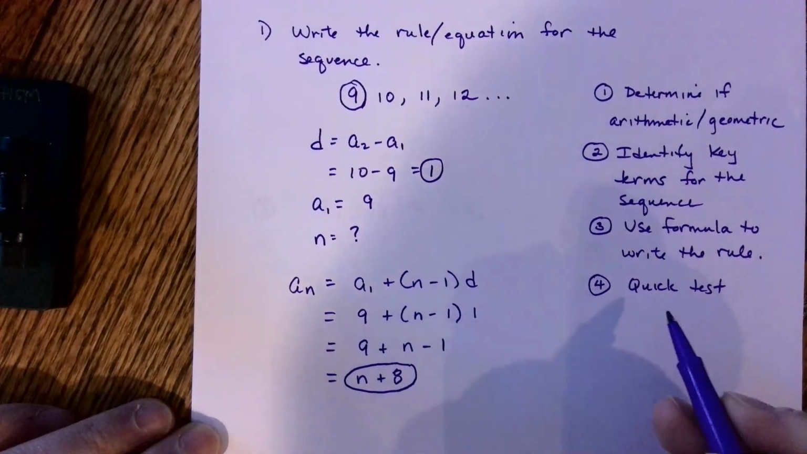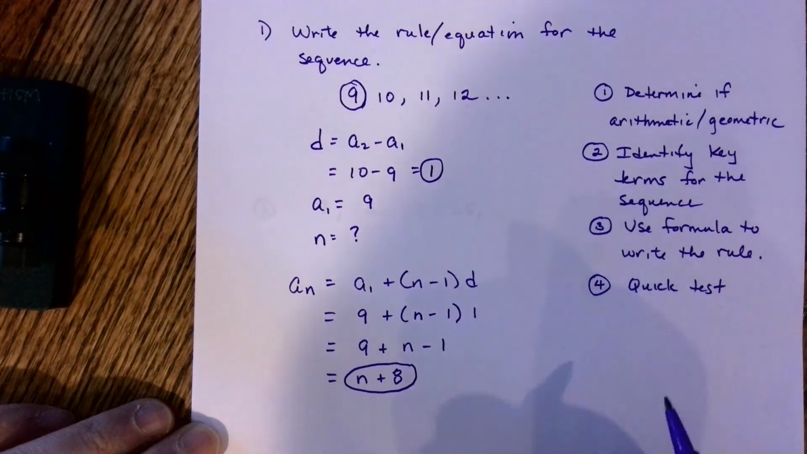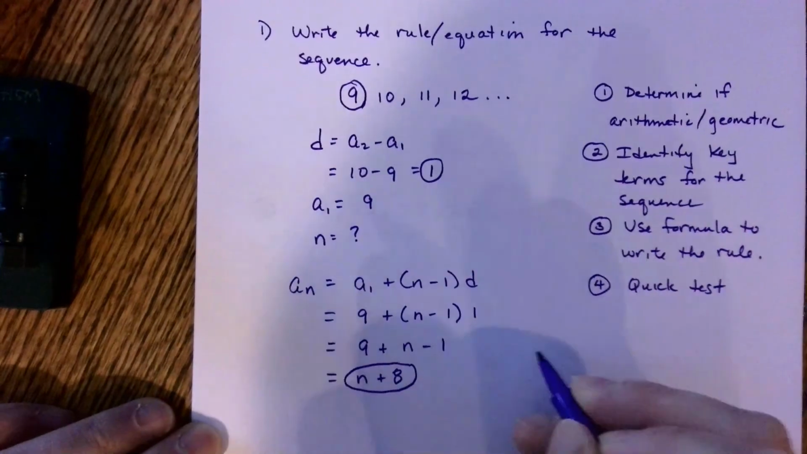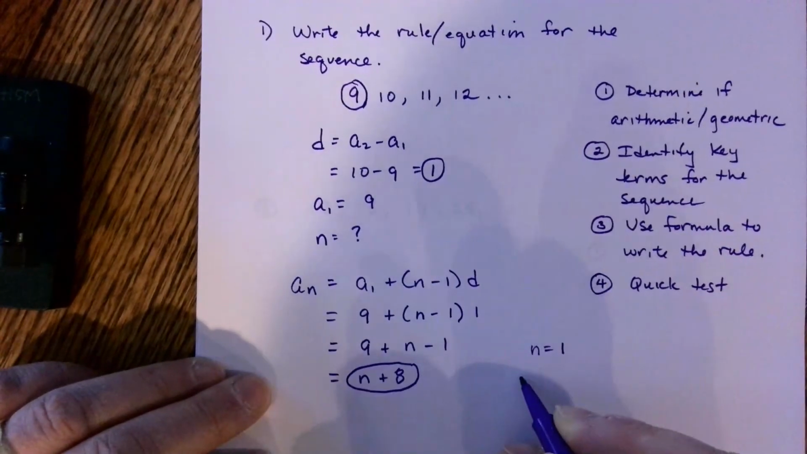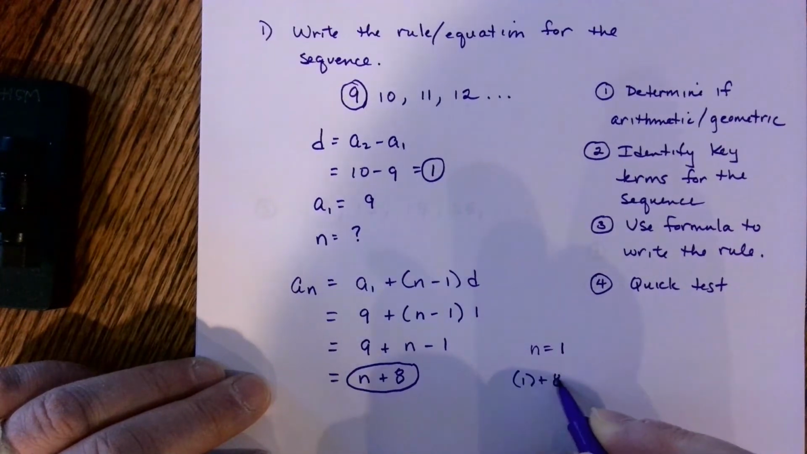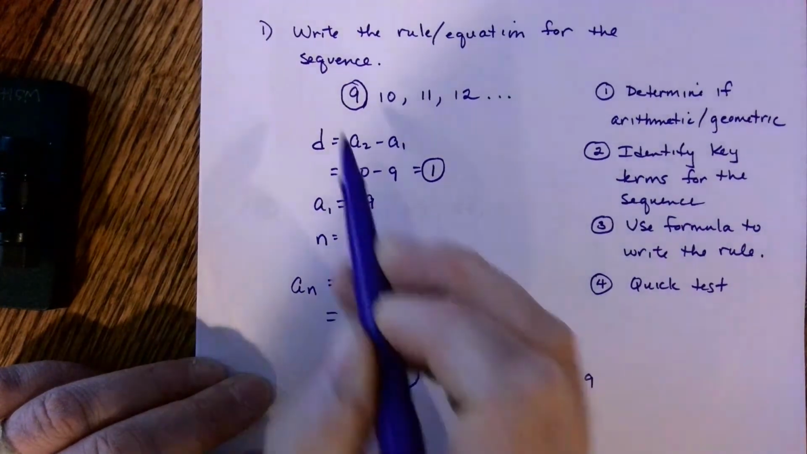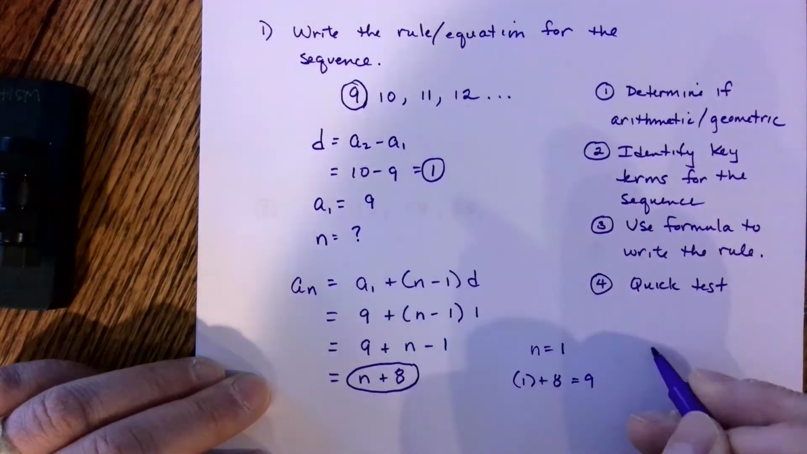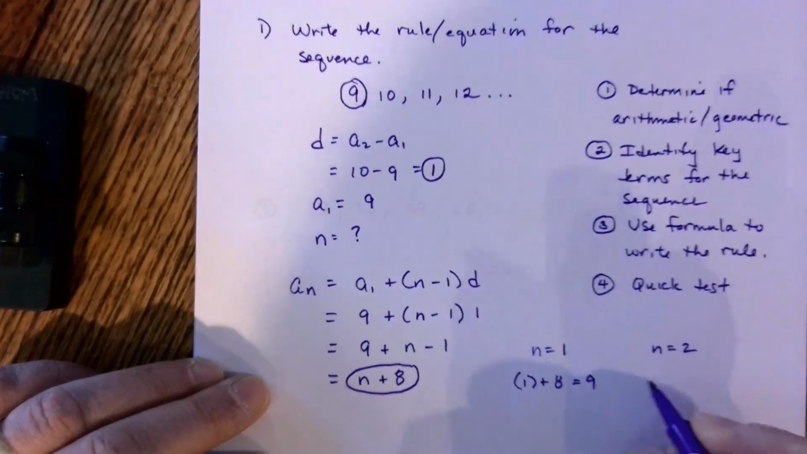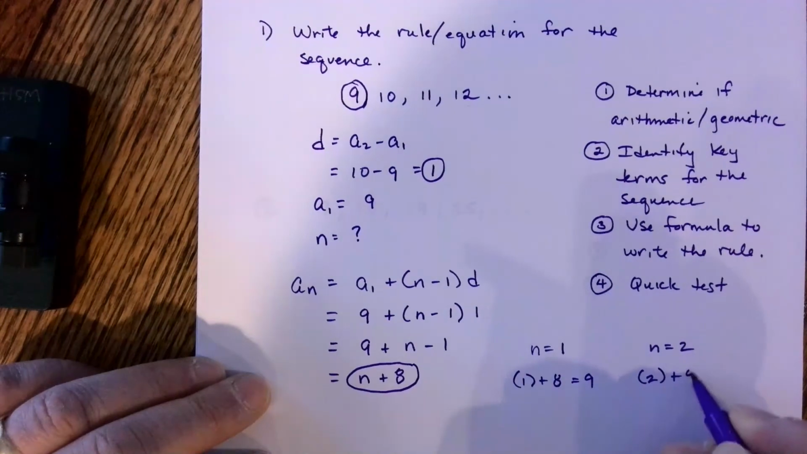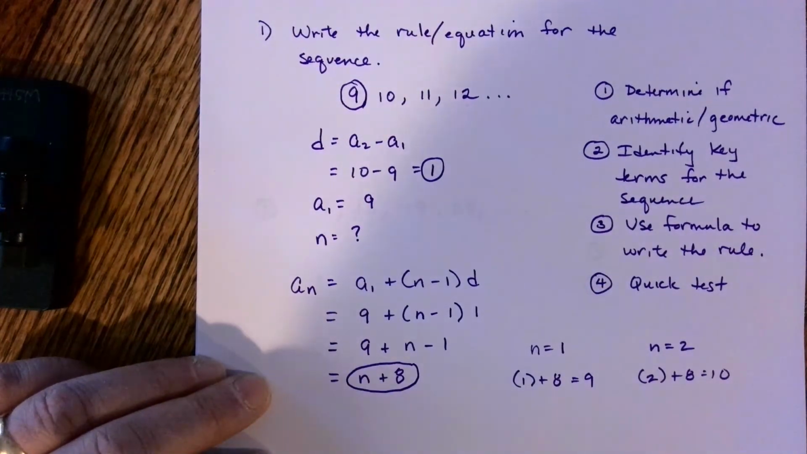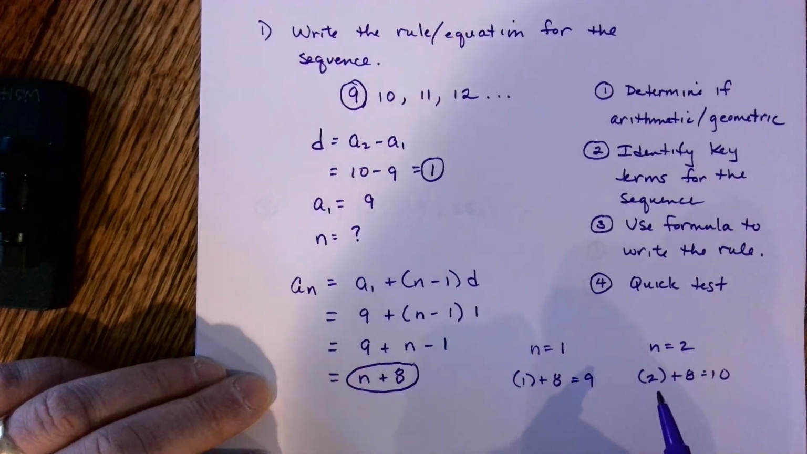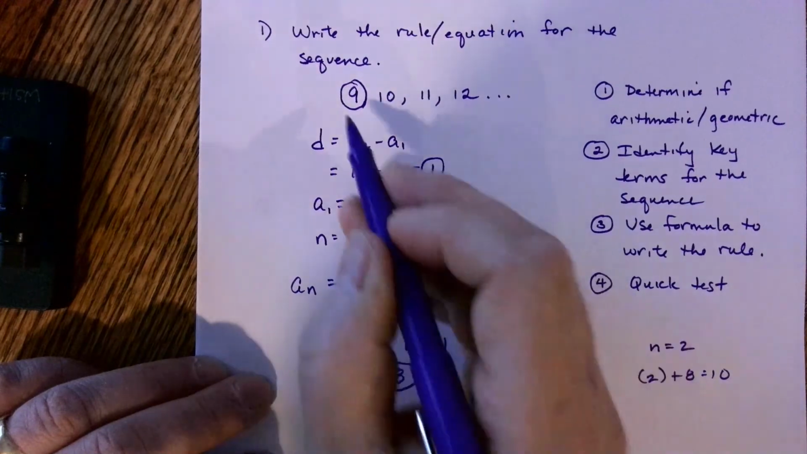Now let's take a look and see if that works. That's step number 4, a quick test. If n equals 1, then I simply put in 1 for n, and I end up with 1 plus 8, and that is 9. That's exactly what the first number in my sequence was. If n equals 2, I end up with 2 plus 8, which is 10, and that's exactly what the second number in my sequence was. And as you can see, if I continue this on for any values of n, then I would end up with, in fact, this sequence here.